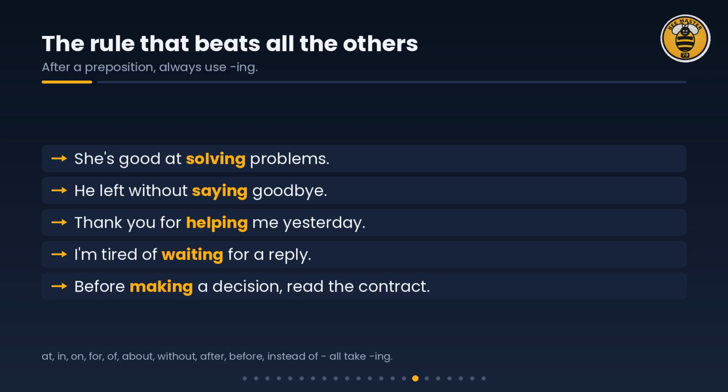Now the rule that beats all the others. After a preposition, English always uses the ing form. She's good at solving problems. He left without saying goodbye. Thank you for helping me yesterday. I'm tired of waiting for a reply. Before making a decision, read the contract. At, in, for, of, about, without, after, before, instead of. Every one of them is followed by ing.